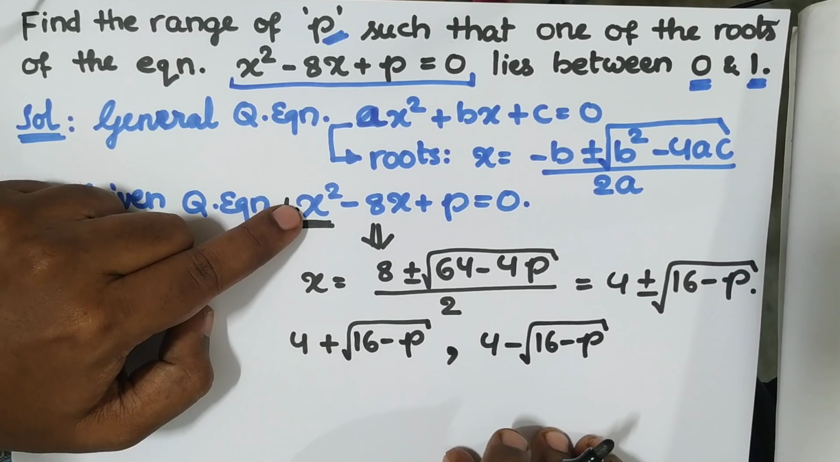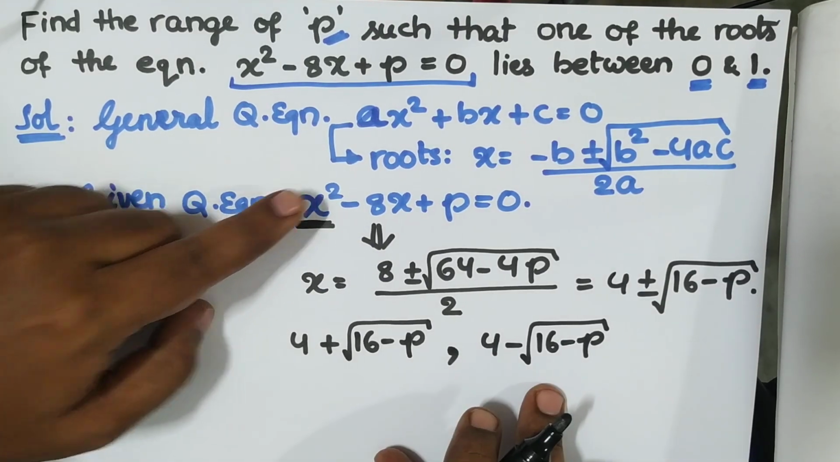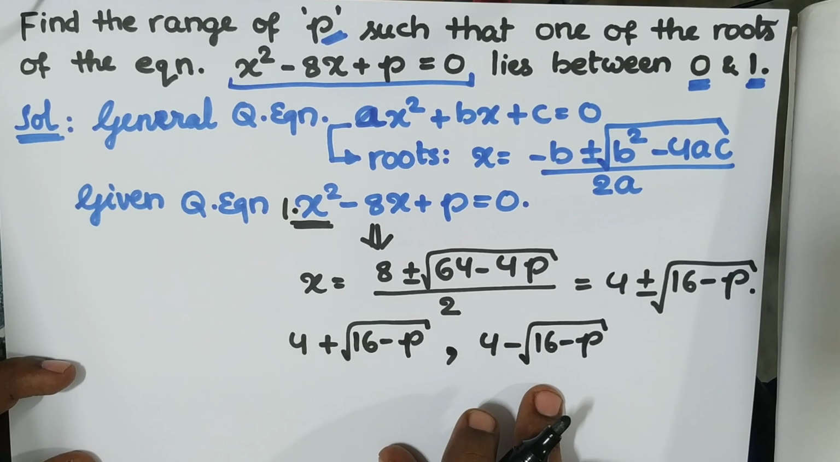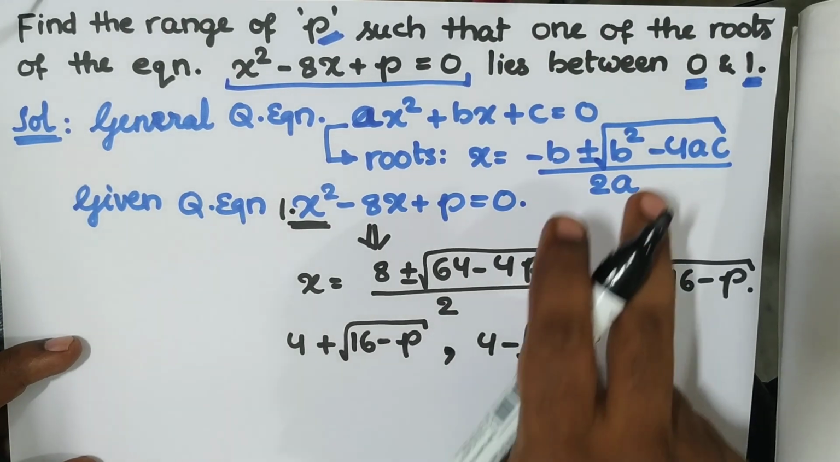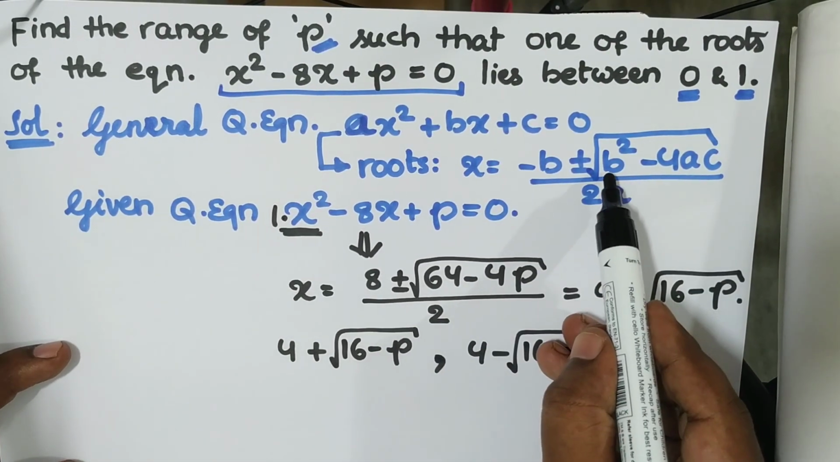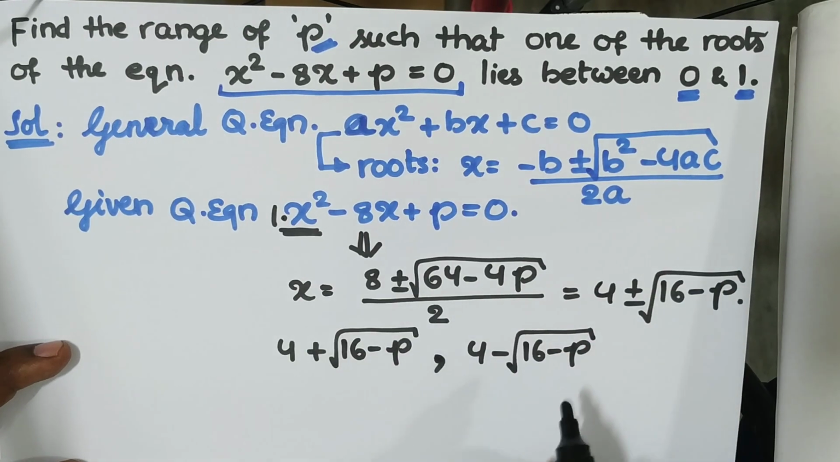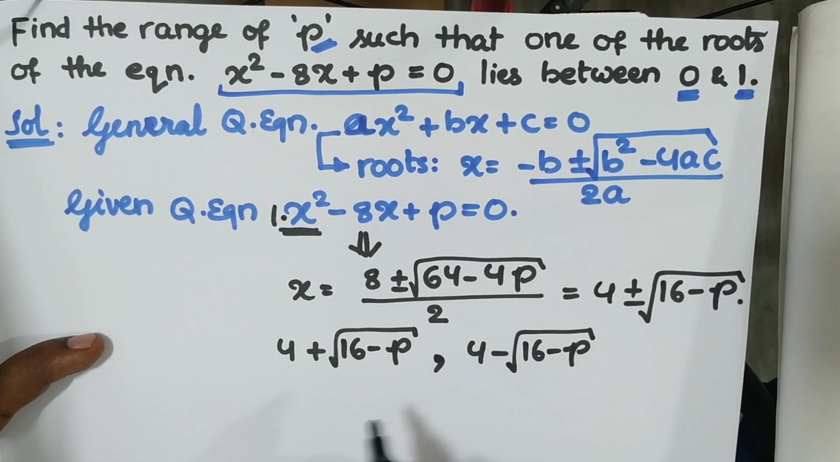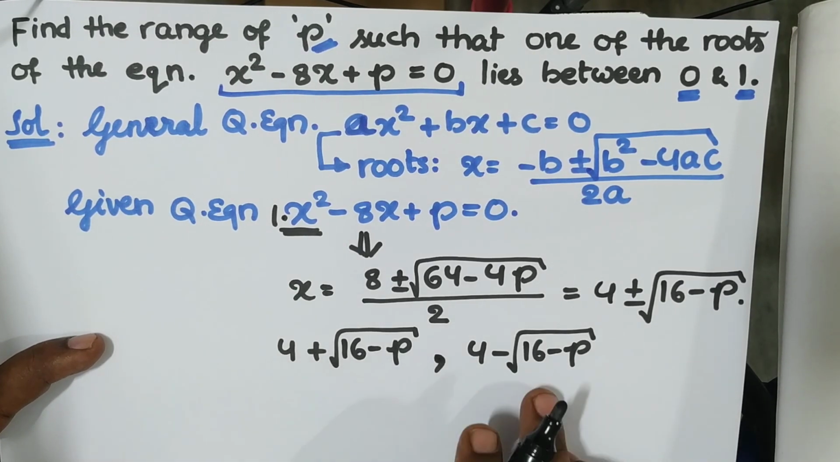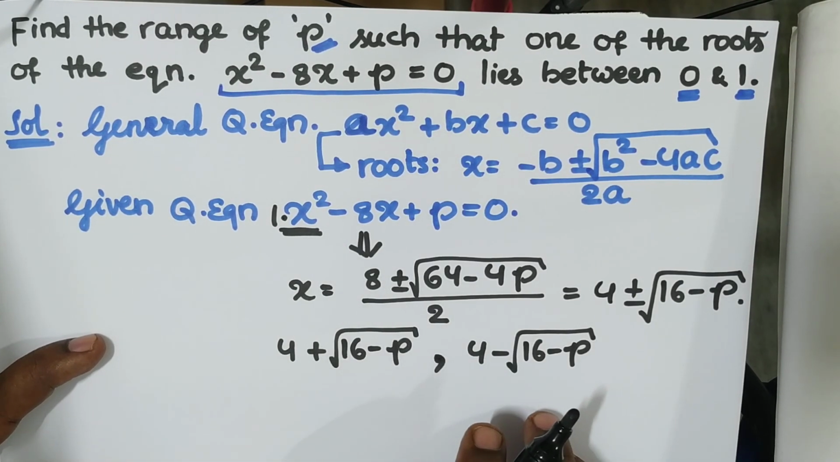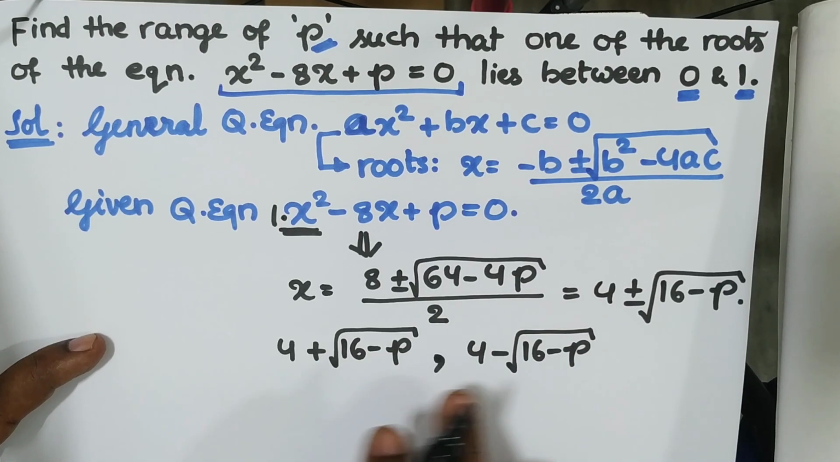As we have degree 2 in this equation, we have 2 roots. We don't get more than 2 roots here. No quadratic equation will have more than 2 roots, and no quadratic equation will have just one root. One root may repeat a second time when the discriminant is 0. So anyways, you have a couple of roots: 4 plus square root of 16 minus p, and 4 minus this. Now you have 2 roots here.